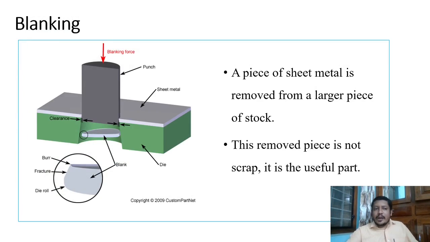So we will see what blanking is. You can see again, in between the sheet you are cutting a required shaped part, which is nothing but the raw material for further operations. That is called a blank, or blanking operation.